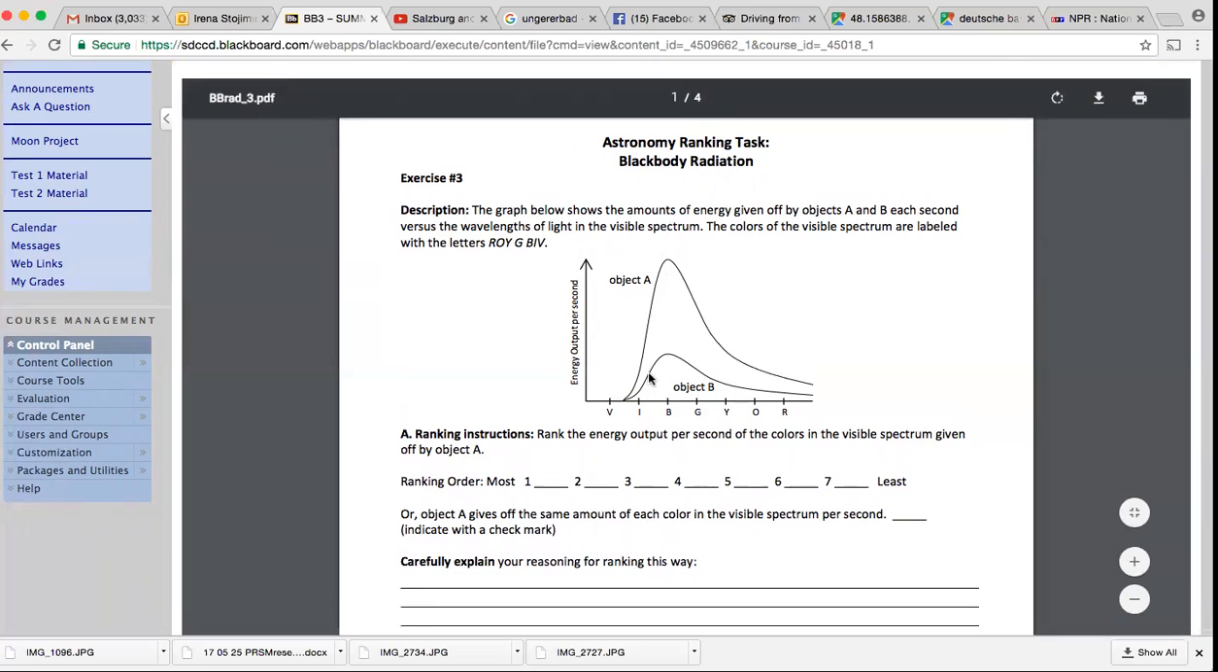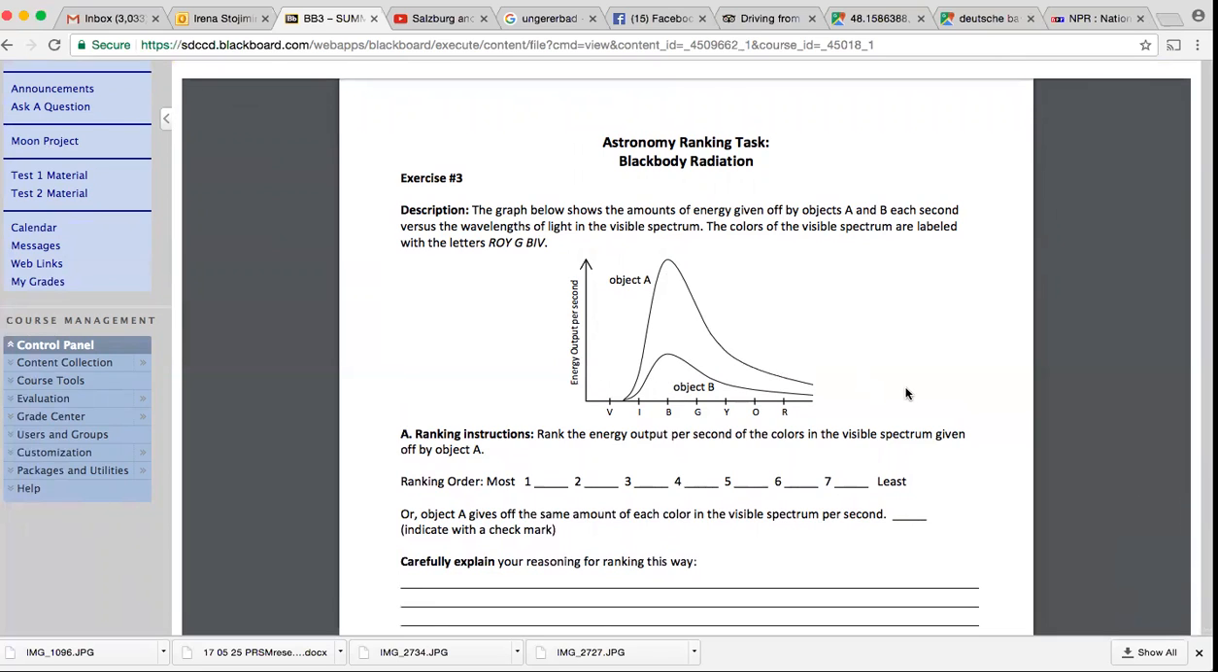What do you say about these two objects, A? Okay. So object A, the energy output per second. By colors, the most would be blue because it peaks at blue, and then green, yellow, orange, red, and then indigo and violet.